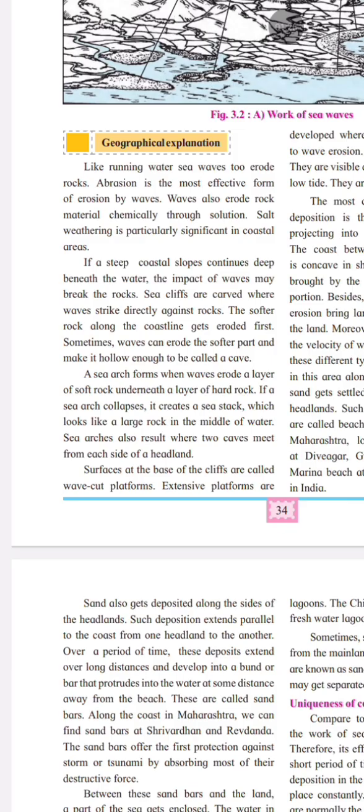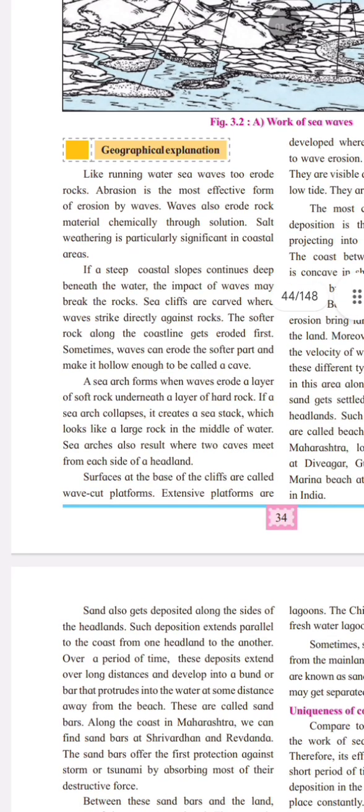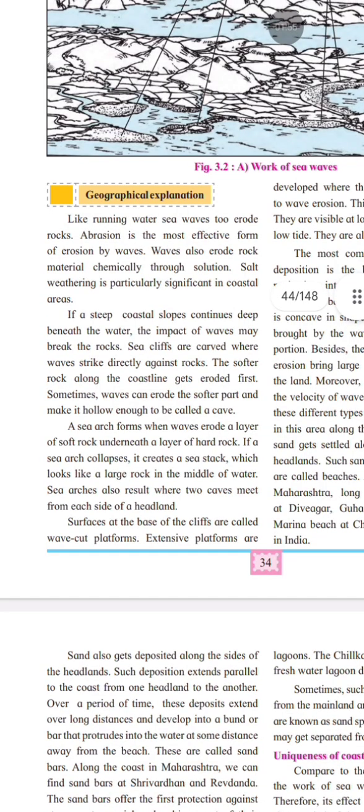So, what things are formed here? First, the sea cliff. When waves continuously strike a steep, rocky coast, the rocks start breaking, and this erosion creates a steep wall along the coast called a sea cliff. The softer rocks are generally eroded first. Next, the sea cave. Suppose there is a softer portion in the coastal rock. Waves continuously attack this weak portion and make it hollow. This hollow is called a sea cave.